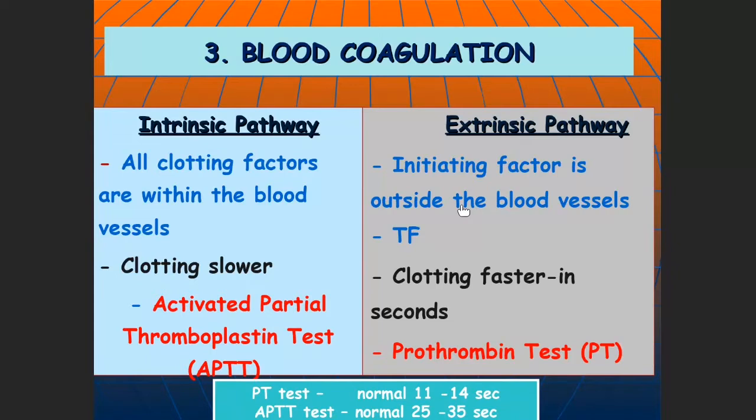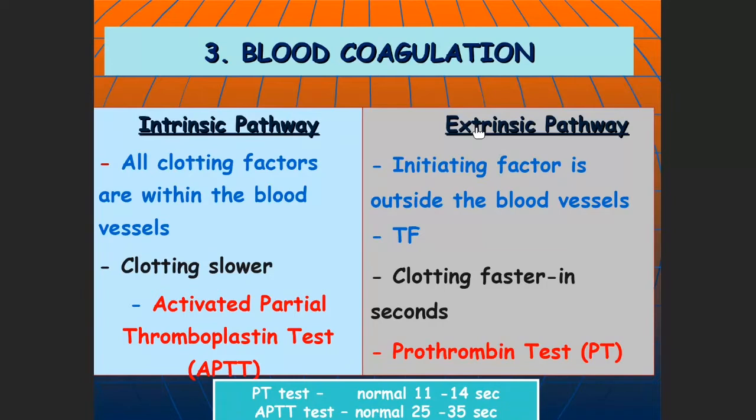Okay? Few factors are present in the extrinsic pathway, factor 7 and the tissue factor. So clotting is faster. While many factors are present in the intrinsic pathway, as we will see, and so clotting will take a longer time.